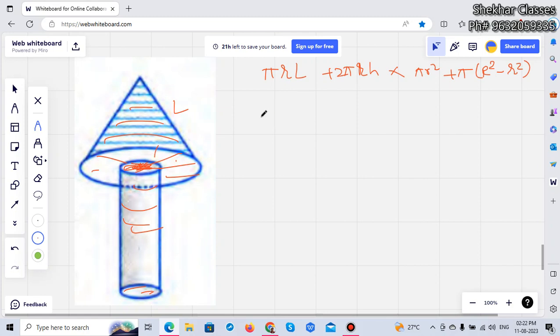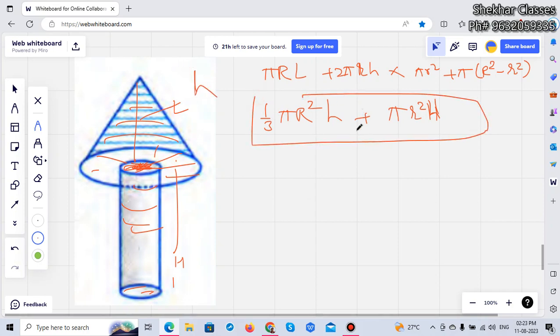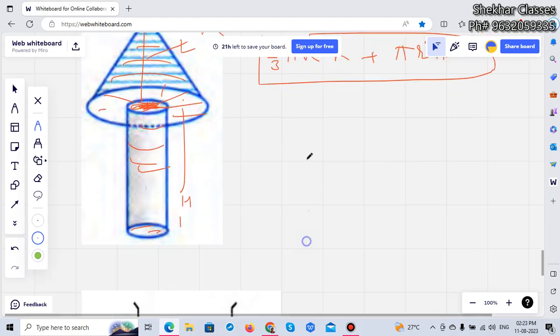Same way the volume would be 1 upon 3 pi capital R. This was capital R here, right? Because it is the bigger radius here, fine. Smaller radius is small r, right? 1 upon 3 pi capital R square H is the volume of this cone, and plus pi small r square H is the volume of this particular one. They have different heights in it. Is it clear? This has got a different height. This is H. Got it? So using these, you have to take common and then substitute the value. So you have to understand how it has to be solved.